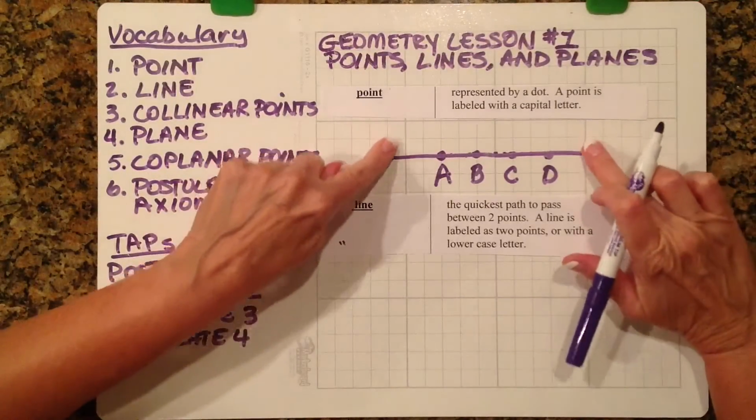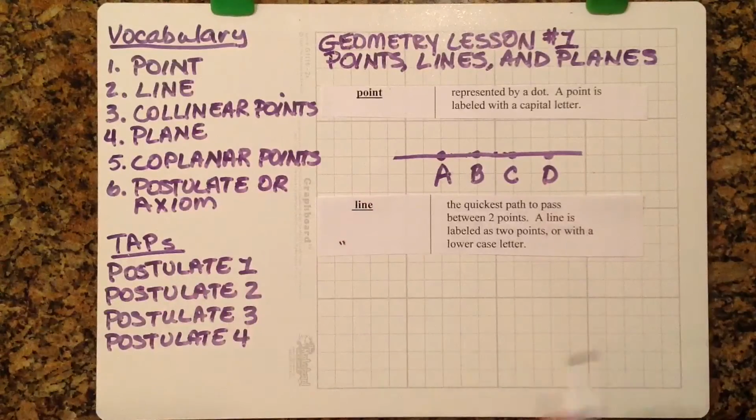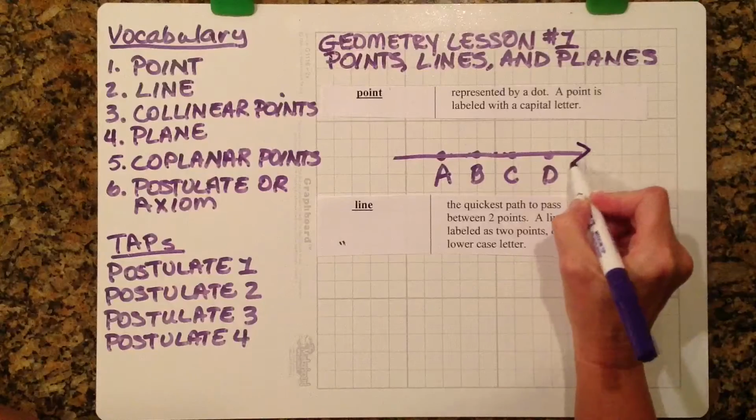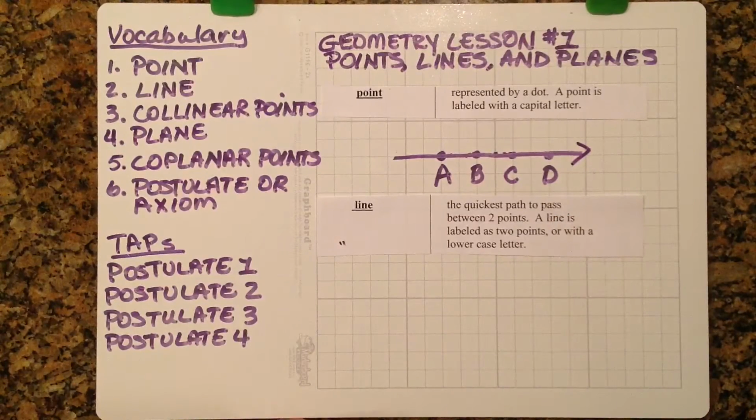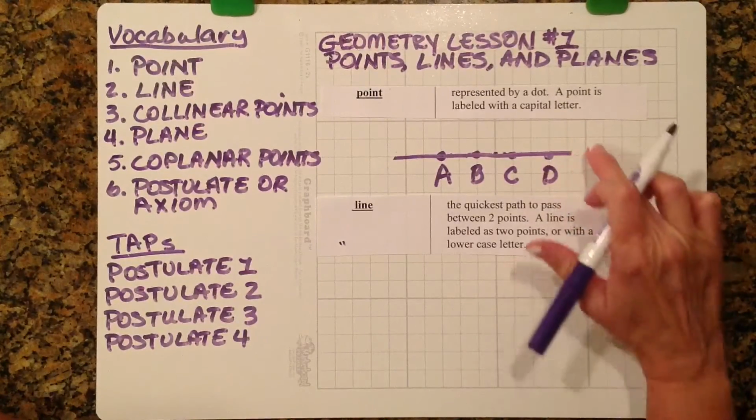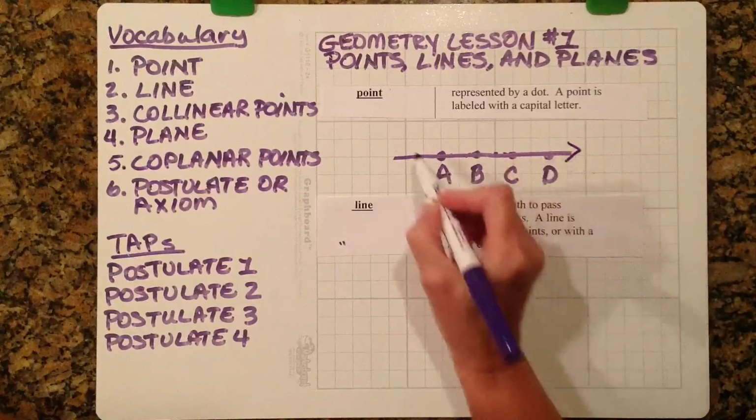If I didn't have these arrows right there, that is not a line. That is a line segment. And we're going to get to line segment next section. Or if I just did that, that's a ray. But we're not doing rays today. We're going to do rays in lesson number 2. So right now we're just looking at lines.